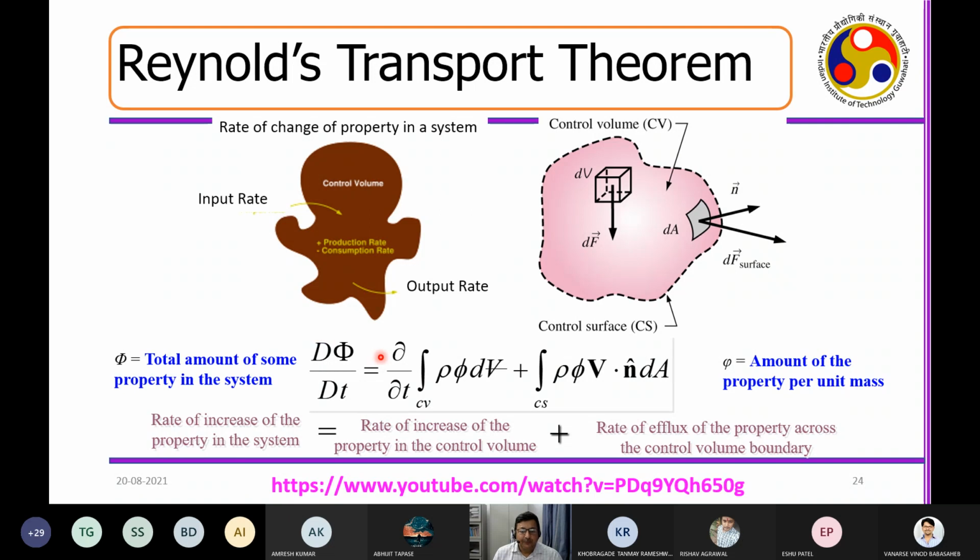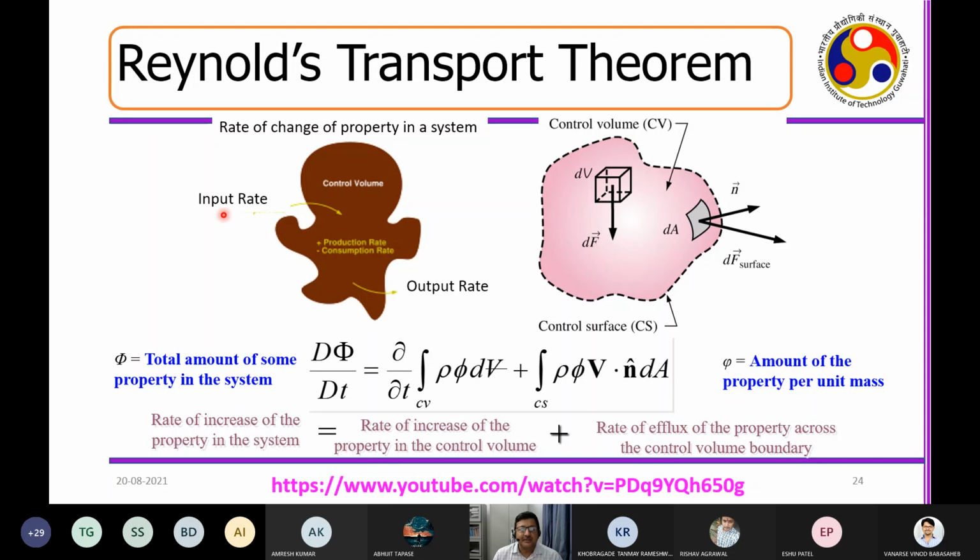So we took a scalar phi. We said that capital phi is nothing but the total amount of some property of the system, while small phi is the same property per unit mass. These are called the specific properties. If you are reading thermodynamics now, you will see these are called specific properties. Suppose I am looking at enthalpy, this is specific enthalpy. If I am looking at entropy, this is specific entropy. If I am looking at internal energy, this is specific internal energy. Specific means internal energy per unit mass. Okay. So in that, suppose this is a very arbitrary control volume.